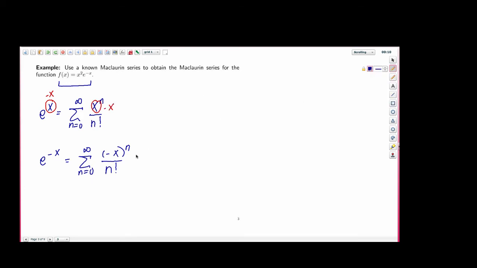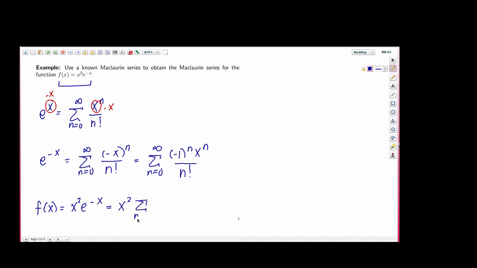And then again, how does this simplify? Minus x means minus 1 times x. So this is the sum n equals 0 to infinity of (minus 1) to the n, x to the n over n factorial. So there's our series for e to the minus x. We wanted f of x equals x squared e to the minus x, so we're going to take this and multiply by x squared.